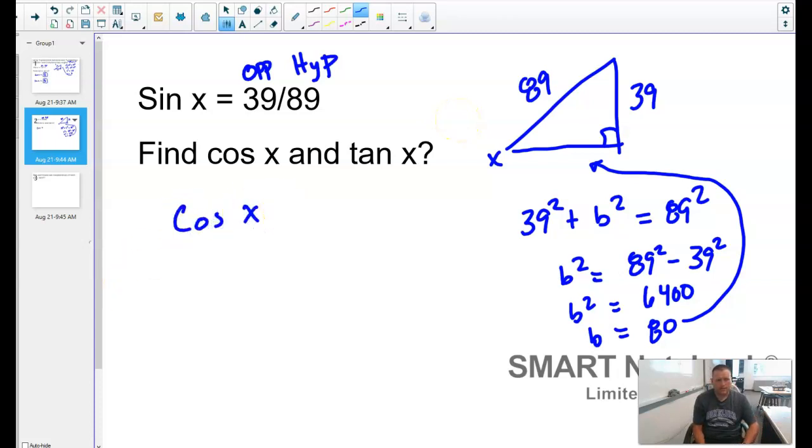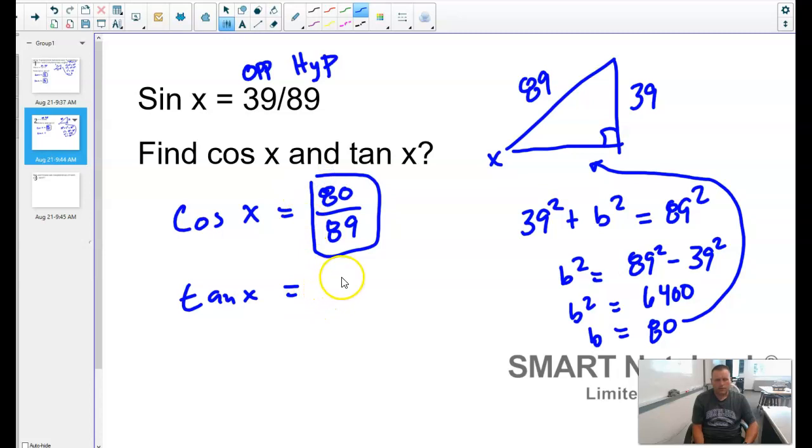The cosine of x is going to be the adjacent side, so 80 over the hypotenuse, which is 89. And if I want the tangent of my angle, then I'm going to go opposite, which is 39, over the adjacent, which is 80. And that would be for your tangent. Bada bing, bada boom.